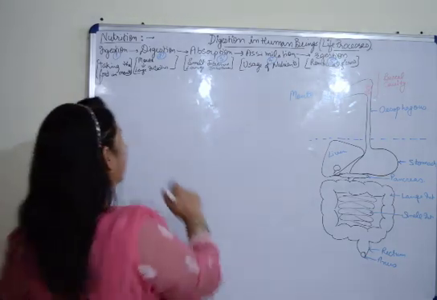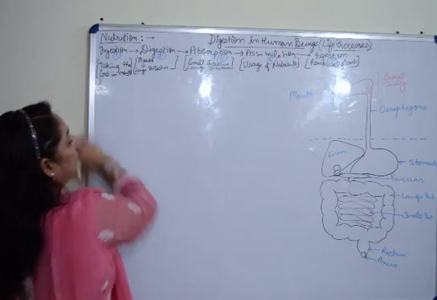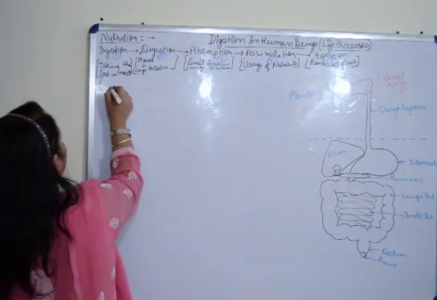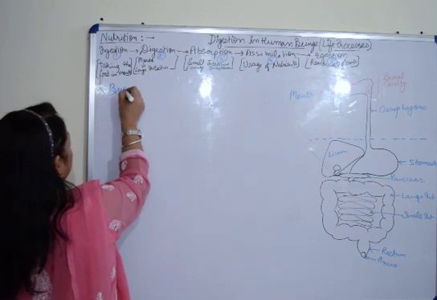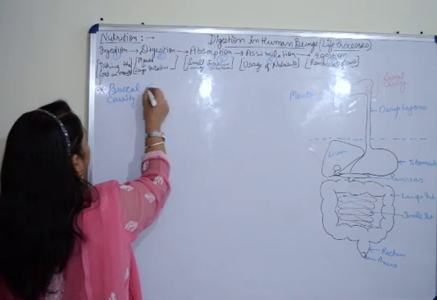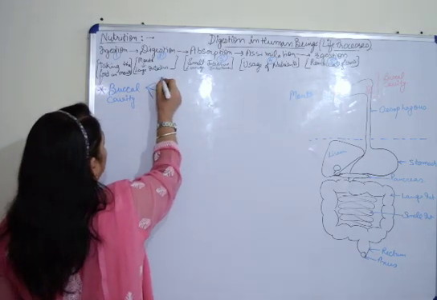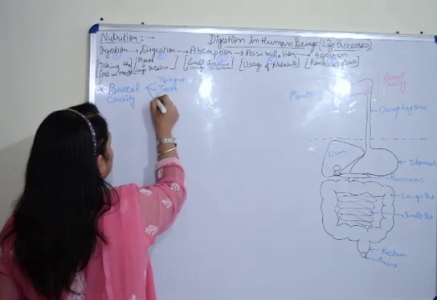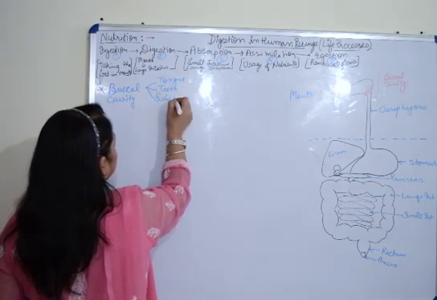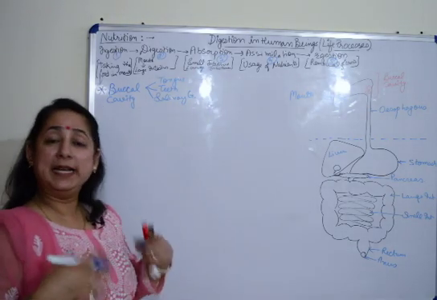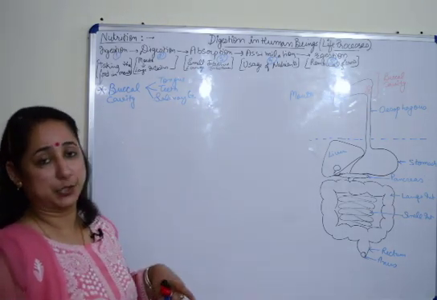Let's start. Now the first part which comes in contact with the food is the mouth, or I'll write the buccal cavity. When I say buccal cavity के अंदर क्या क्या आता है? We have the tongue, teeth, and salivary glands. All of them play different roles in the process of digestion.